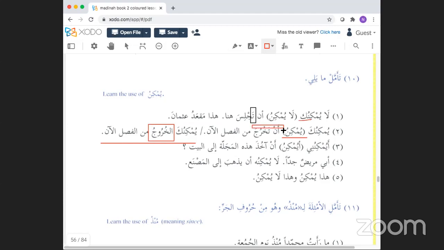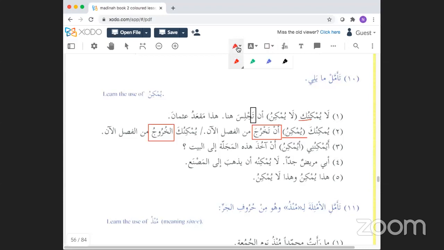نعم. خروج is the مصدر. أحسنت. So, is there a difference in meaning of these two sentences? Or are they actually the same? They're the same meaning. The meaning is actually the same. أحسنت زيد.